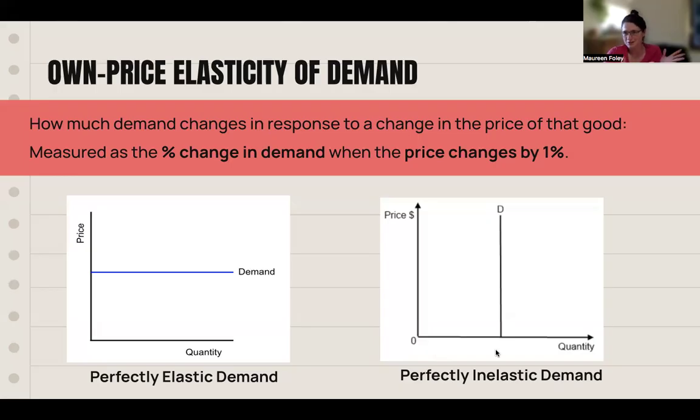But it's not, because there's a price limit to everything, right? There may not even be enough money in the world to buy that piece. So that's perfectly elastic demand and perfectly inelastic demand. Demand curve totally horizontal or demand curve totally vertical.